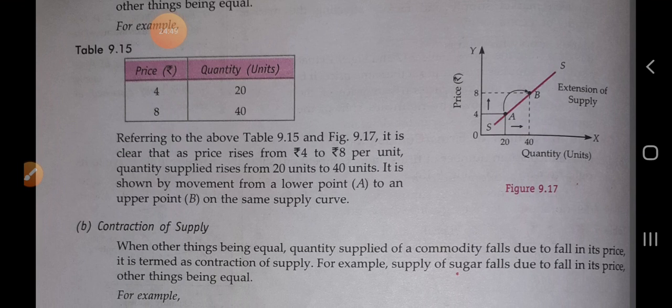Other things, meaning all the other factors. What are the different other factors? The technological changes, price of the other related goods, price of the inputs, number of firms, taxation and subsidy policy of the government. We have taken all these factors as constant. When the quantity supplied is increasing only because of increase in the price, it is called extension of supply.